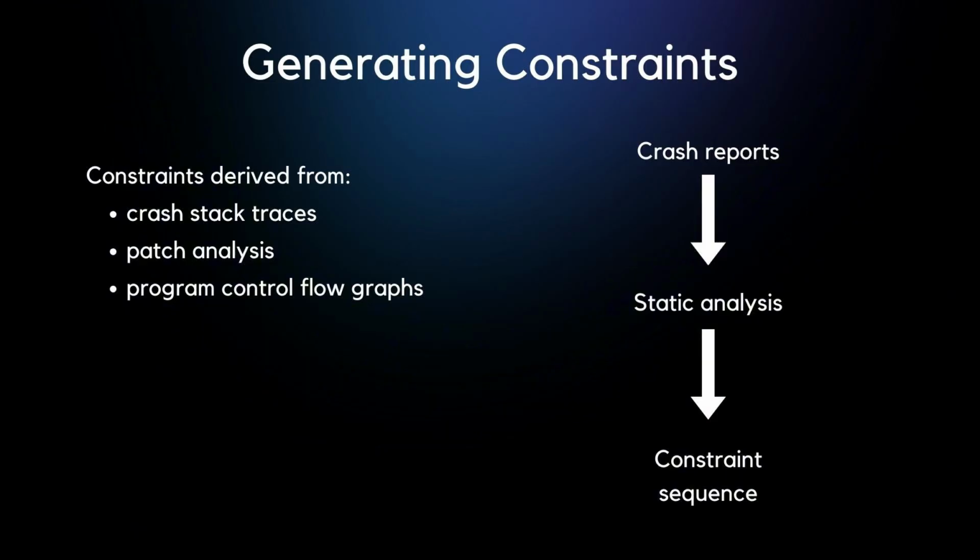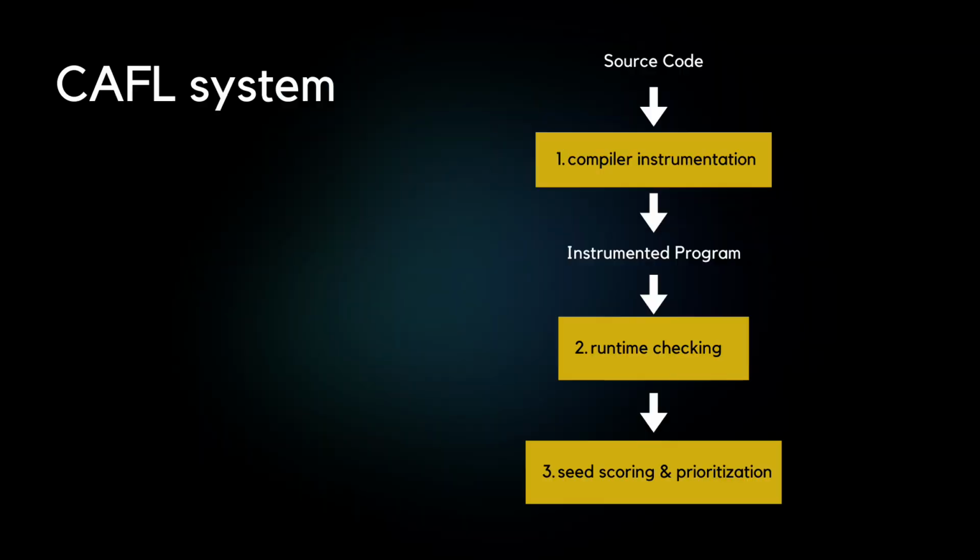Once the constraints are generated, they're used by the fuzzing engine to guide input generation towards satisfying those constraints in order. So now that you know a bit more about how constraints are generated, this will play a huge part in how the experiment sets up the fuzzing system, which now we can talk about.